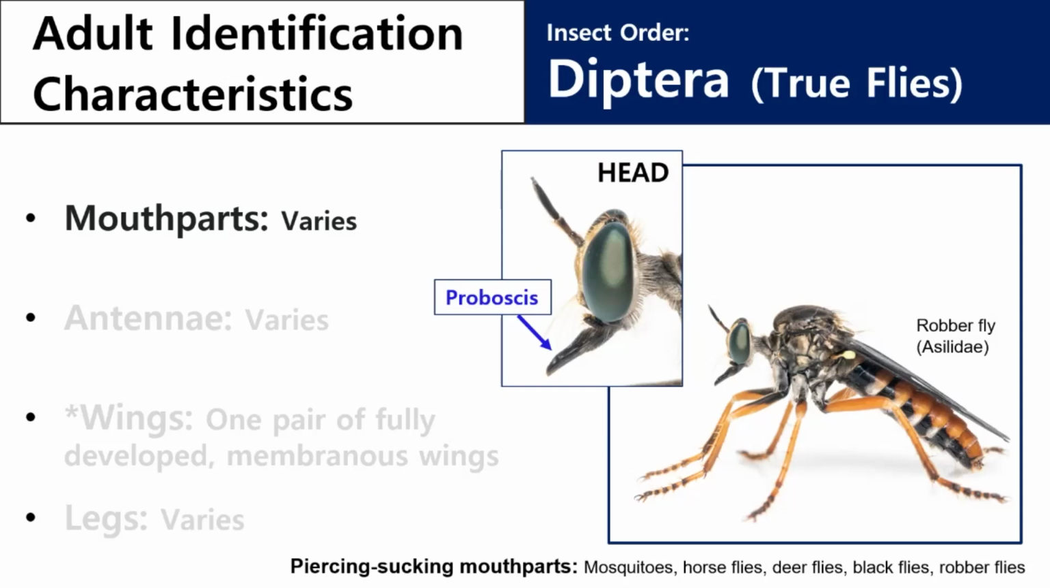But flies could also have a piercing, sucking mouth part. Classic example are mosquitoes, other things like horse flies, deer flies, black flies, and robber flies, like we can see on the screen here. Really cool predators. So they have a more developed proboscis-like mouth part that they use to pierce and extract liquids from prey, so other insects.